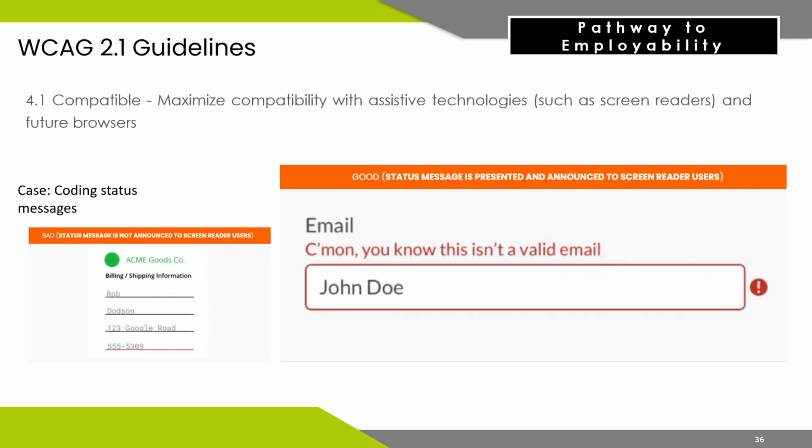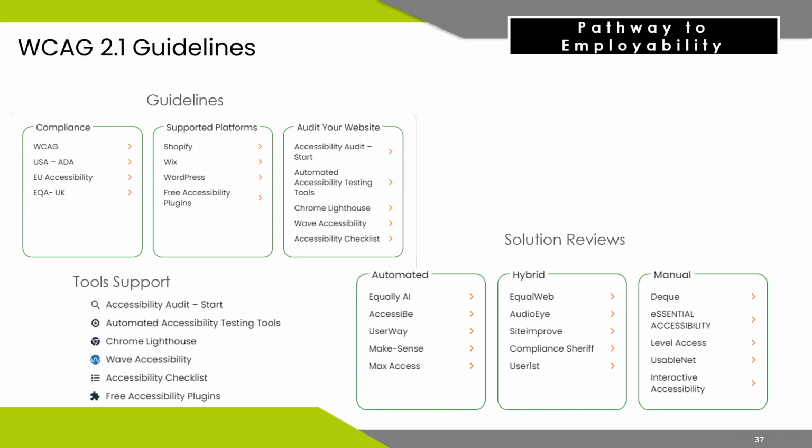Level AA. Ensure status messages can be programmatically determined through role or properties and presented to the user by assistive technologies without receiving focus. https://www.hoisaccessible.com/guidelines/WCAG/.